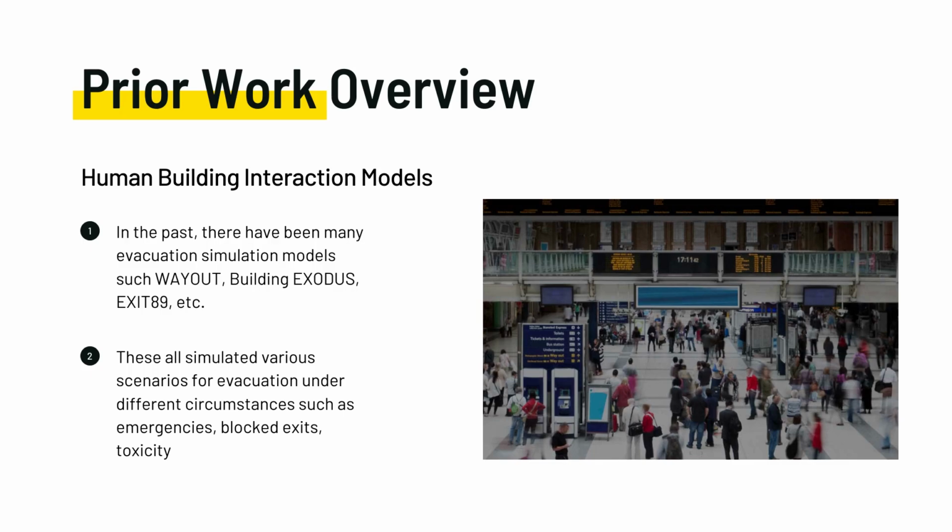Okay, when it comes to prior work, there have been in the past a lot of human building interaction models, and currently it is very common to use different mathematical and computational models in order to analyze and assist in architecture and urban design. Some applications of these models are that they are used in order to analyze the cost, energy, and structure when designing buildings. Our project is actually going to be a subset of this human building interaction, and we are going to be focusing on an evacuation model.